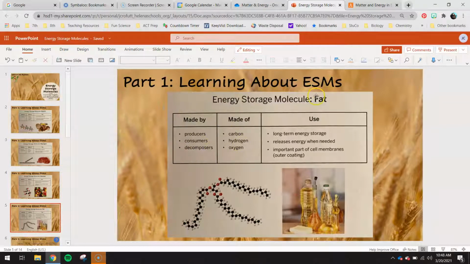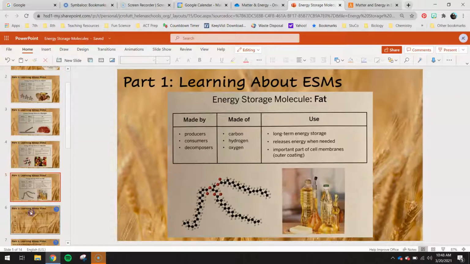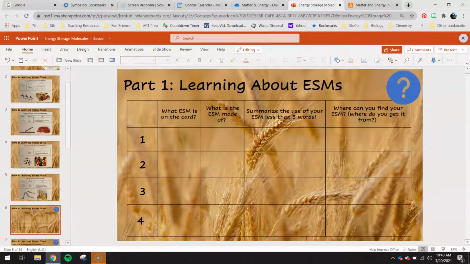So again, made by, made of, use. You can see how complicated different fats and fatty acids are. And obviously you would see these things in oil, butters, stuff like that, as well as animal fat. All right, so after examining those 4 cards closely, you will fill out this data table on slide 6.